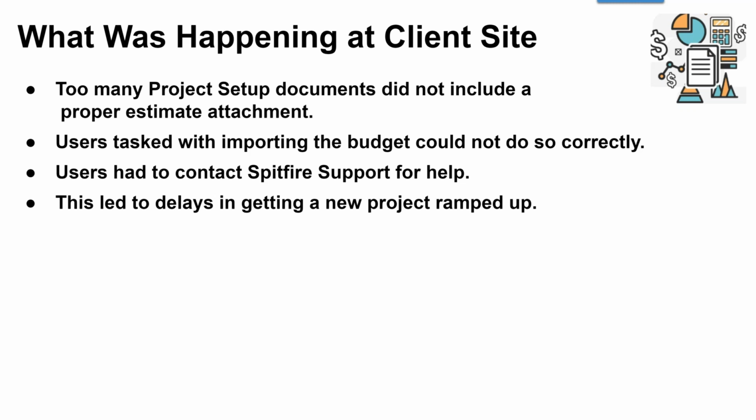And one of the simple tasks that had to be done was attaching the estimate workbook to the bottom of the project setup document. But it was an easy step to forget, which would lead to delays down the line. And every once in a while, they actually would call support and say, why is the information not there? So what did we do for them?